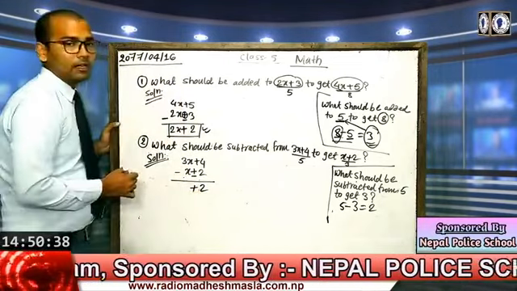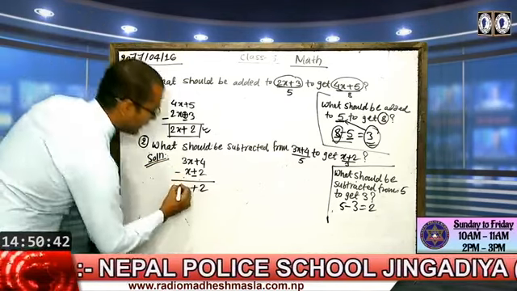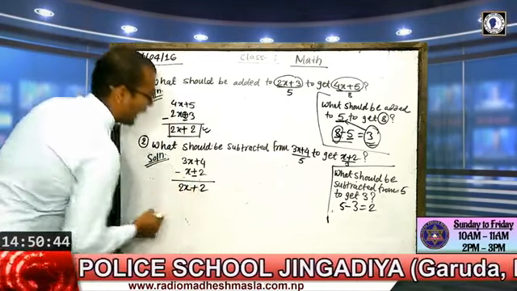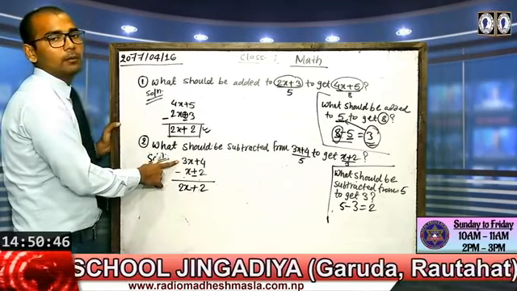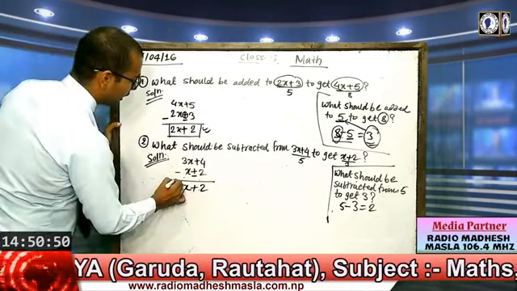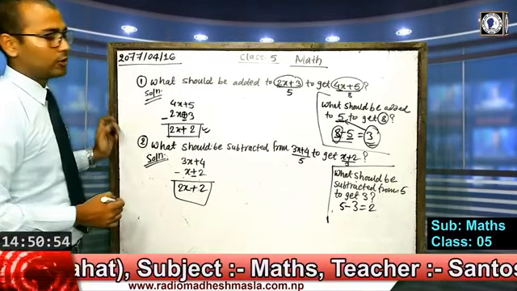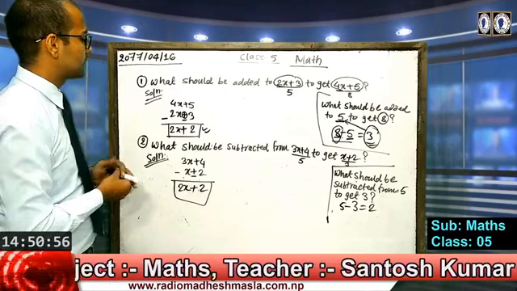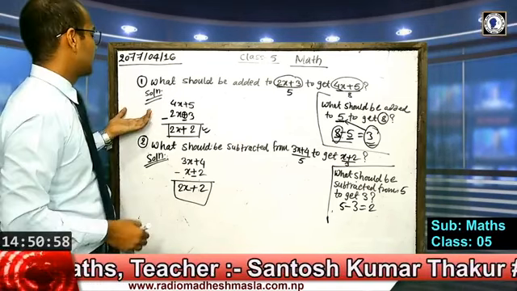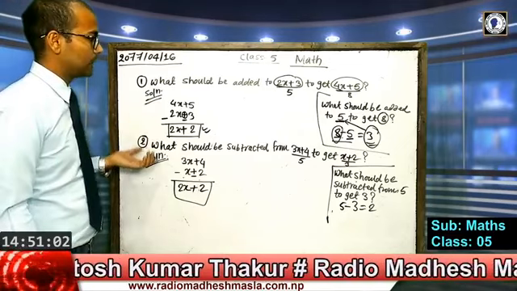Then 3x minus 1x, how many x, 2x. And here also the plus sign is greater, so there is also a plus sign. So again our answer is 2x plus 2. So students, if the questions are given like this, we can solve our questions in this way.